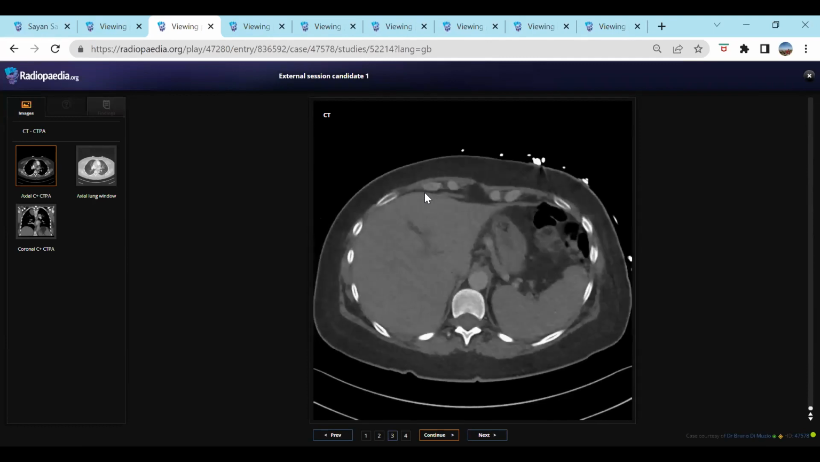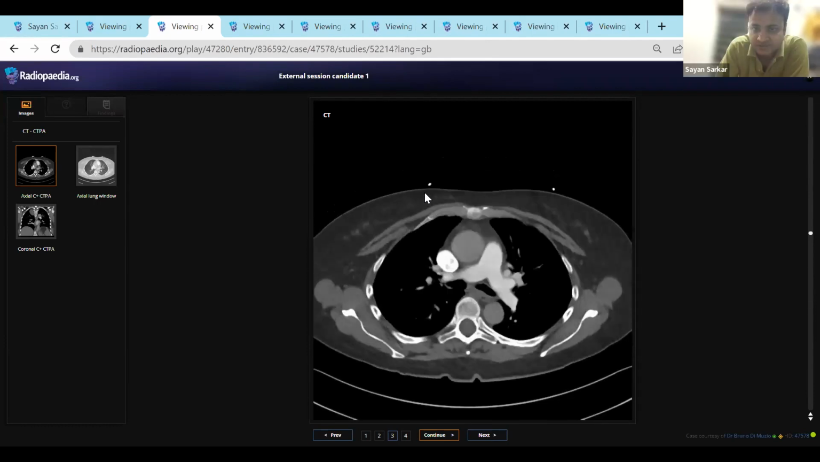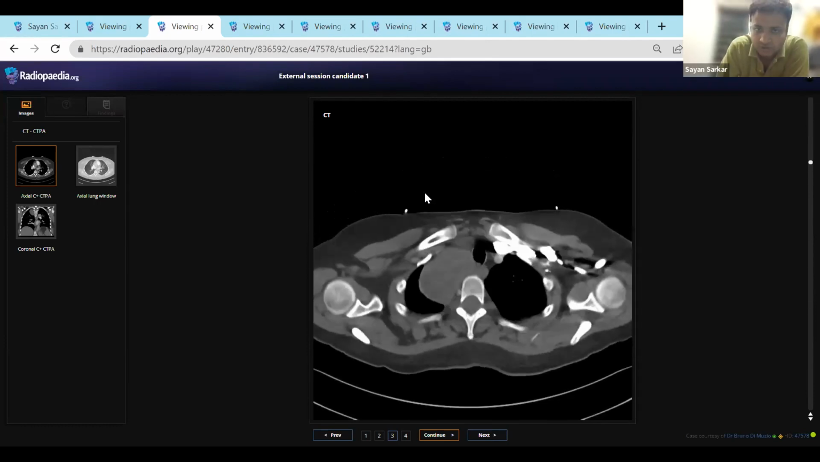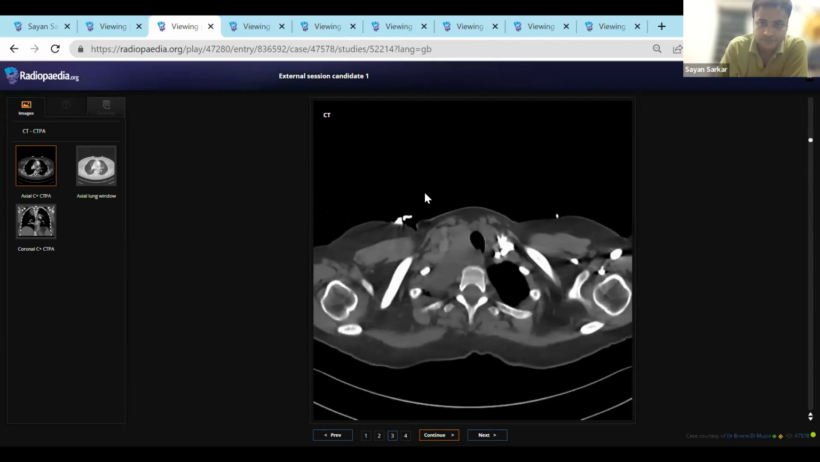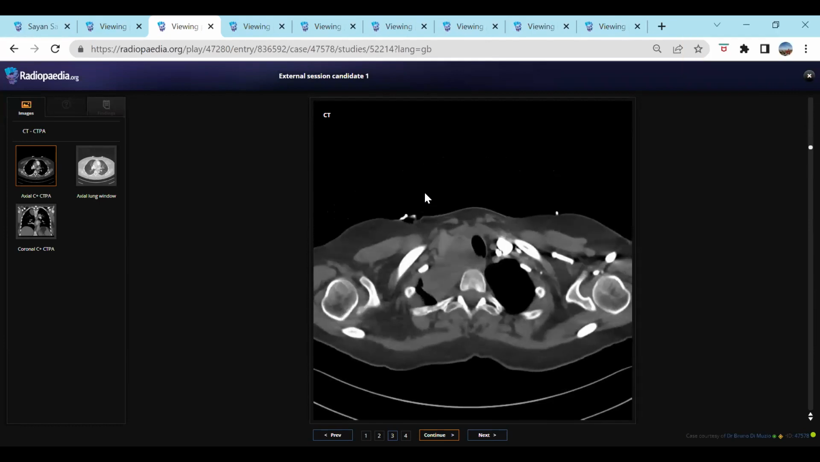Can you go a little bit superiorly? Yeah, I will just show you the full thing. This is a CT scan of the chest and neck, with contrast. Which kind of CT scan is it? CT scan chest with contrast. Anything specific? Okay, let it be. Anyway, continue. It's written angiography, but it's irrelevant to this case.